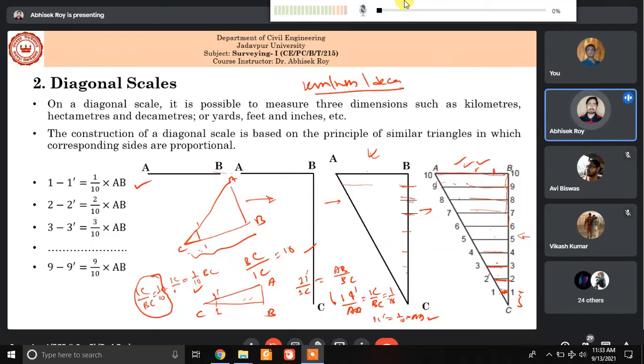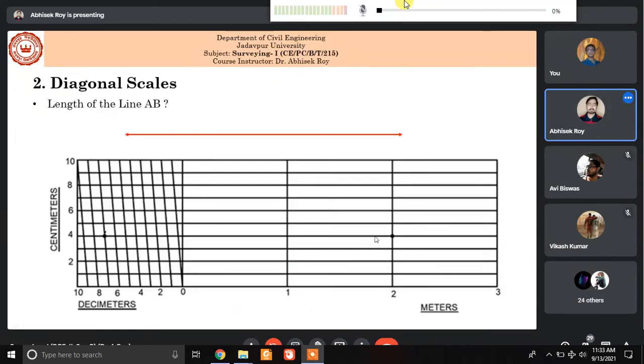2 2 dashed will be 2 by 10th part of AB. 3 3 dashed will be 3 by 10th part of AB. Like this. Is it clear right now? Is it clear? Is it clear to everyone? Yes, sir. Okay.